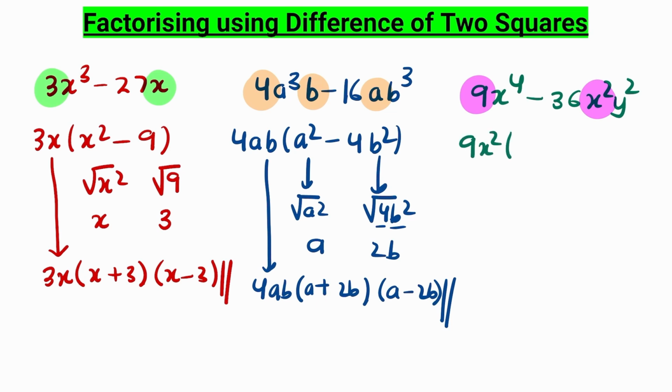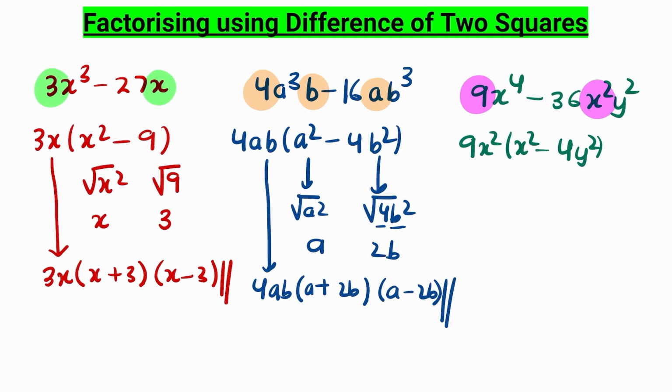What's remaining within the brackets? 9x to the power 4 divided by 9x squared. It's just x squared minus 36x squared y squared divided by 9x squared. Here x squared and x squared cancels out. 36 divided by 9 is 4. What's remaining here? 4y squared.